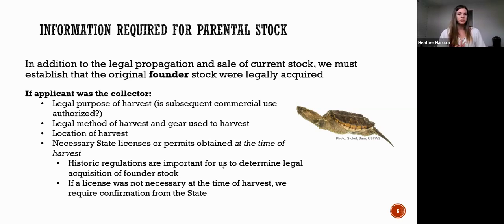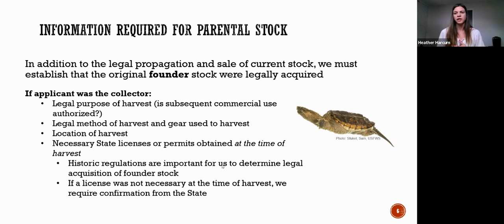Was the purpose legal to harvest? Is any subsequent commercial use authorized within the state, which is important for us to note? We also need the legal method of harvest and gear used to harvest, the location of the harvest, which waters they're in and the counties that they're in so that we can look at any local regulations, and then any necessary state licenses or permits obtained at the time of harvest.